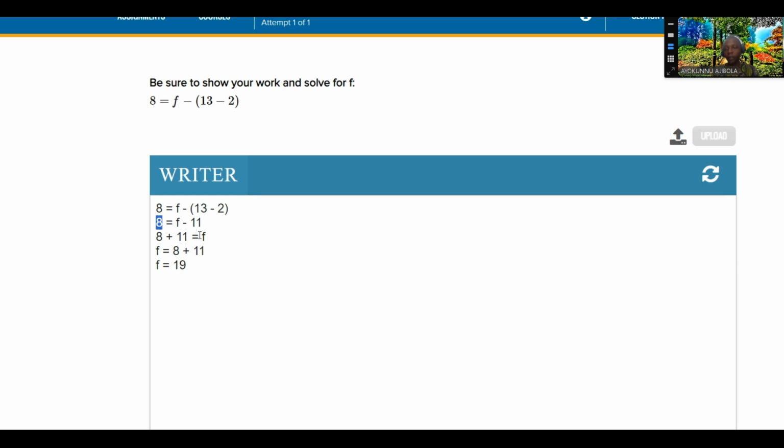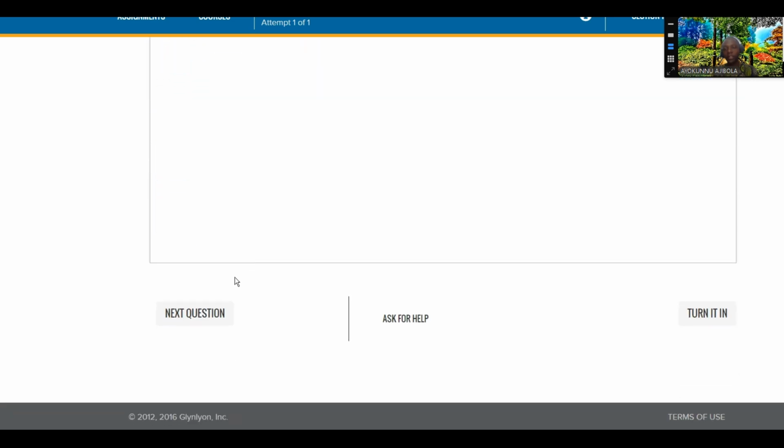Is that clear? Yes. But when 11 is going out, it was negative 11, then it becomes positive 11 when crossing the equation sign. If it was positive, it will become negative. Is that clear? Yes, good. Then 8 plus 11 now gives us 19. So we can say F is 19.